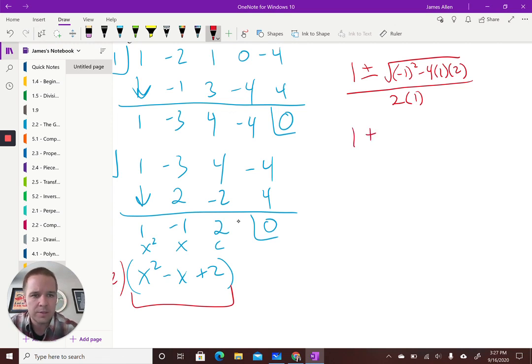Alrighty, so we have 1 plus or minus, and then I end up with, it looks like a -7 inside my radical, right? It's going to be 1 minus 8.